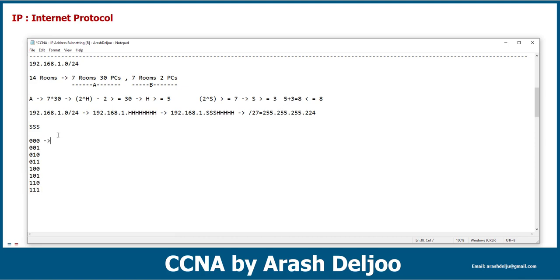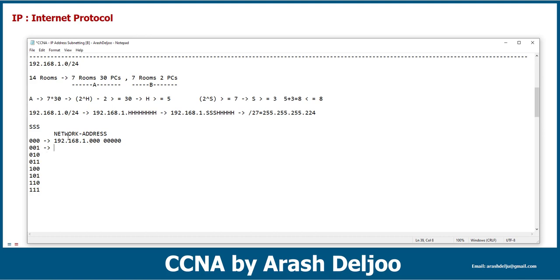If we use 000, this means that we have 192.168.1.000, then the host bits. For finding the network address, we need to use all of the host bits as 0. Let me write here 00000, because we have 3 bits of subnet and also 5 bits of host. Because of that, I'm using the 8 bits.